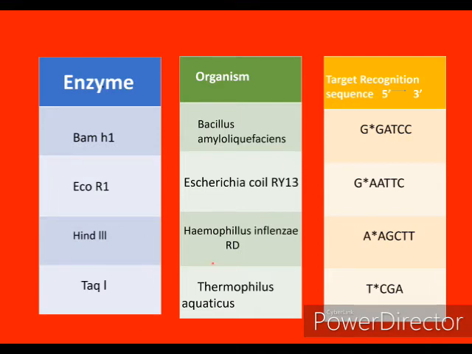HindIII, derived from Haemophilus influenzae Rd. Recognition sequence is AAGCTT, cuts between A and A. TaqI, derived from Thermus aquaticus. Recognition site is TCGA, cuts between T and C. There is no need that the recognition sequence should contain 6 base pairs. It can also contain 4 base pairs. Example is TaqI.